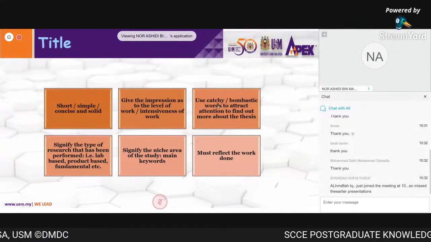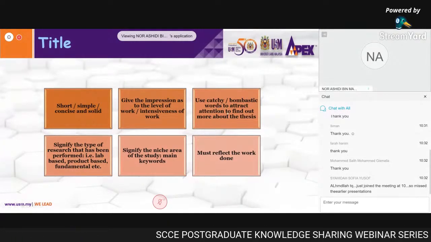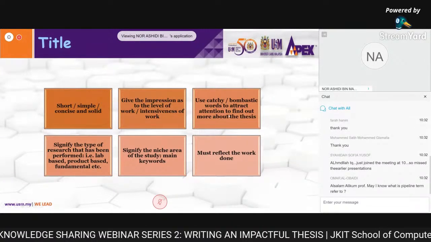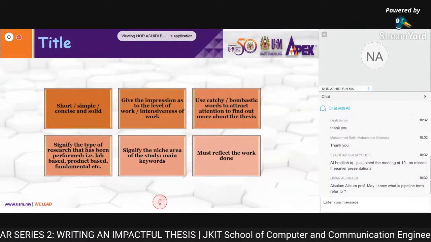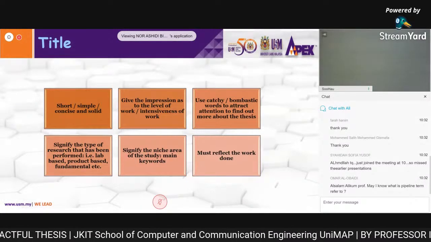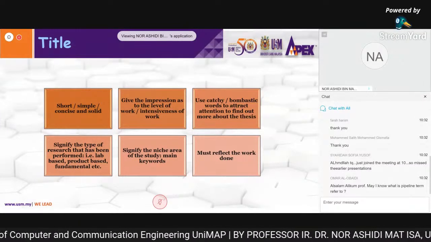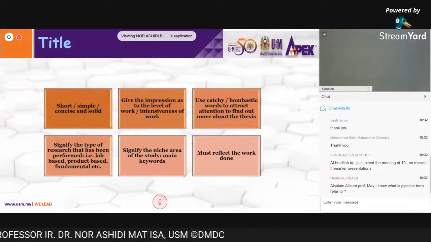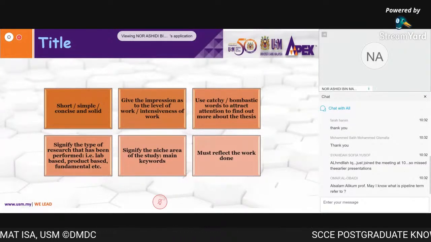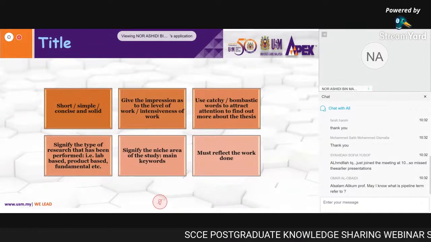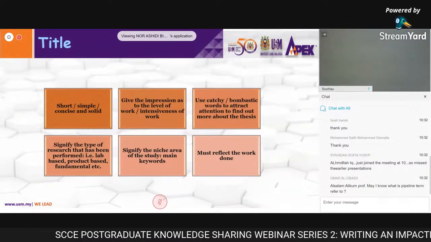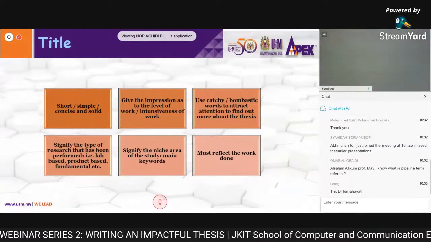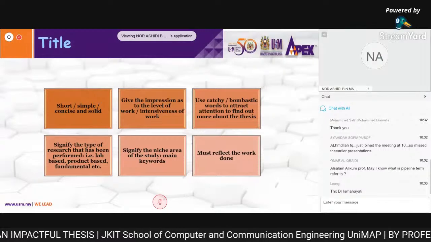Try to use catchy or bombastic words to attract attention, because when we have very common keywords or a common title, it is very boring. But you have to be careful when you want to use catchy or bombastic words. When you use them, you must make sure that you are able to support the keywords.